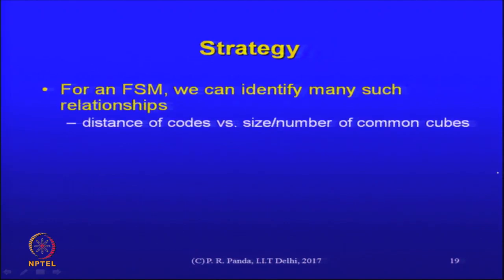Okay, so these are my patterns. For an FSM, we can identify many such relationships. This is just 2 rows that we looked at out of a bigger FSM, and I can use whatever algorithm to traverse the FSM and look for patterns like this, either common present state or common next state.